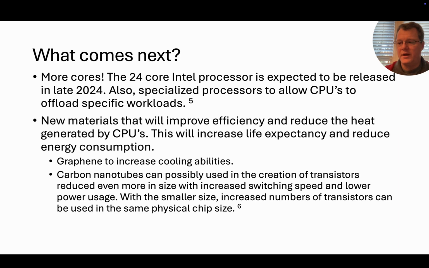So in that effort, you are looking at graphene with its increased cooling abilities. You also have carbon nanotubes that are being looked at that can potentially be used to create transistors even further reduced in size, but with an increased switching speed and lower power usage. Of course, with the smaller size, you have an increased number of transistors that can be put in the same physical chip size. More transistors, more processes can be handled.